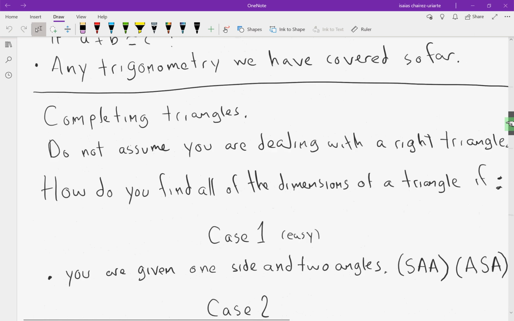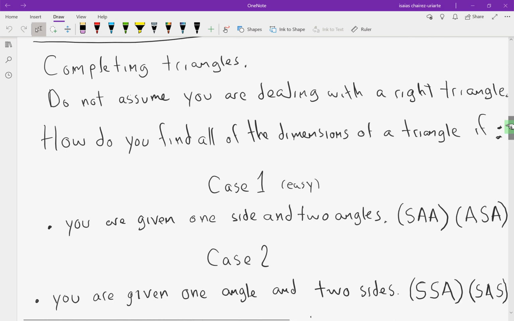All right, let's get into this business of completing triangles. Remember, to complete a triangle means that you want to find the three lengths of the sides and the three interior angles. Do not assume that you're dealing with a right triangle anymore. Most of the trigonometry we've done so far dealt with right triangles, but now oblique triangles are probably going to be what we're playing with. An oblique triangle just means that it's not a right triangle.